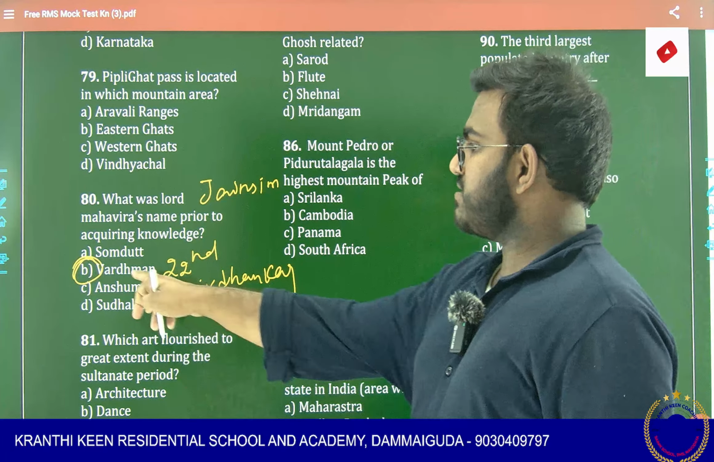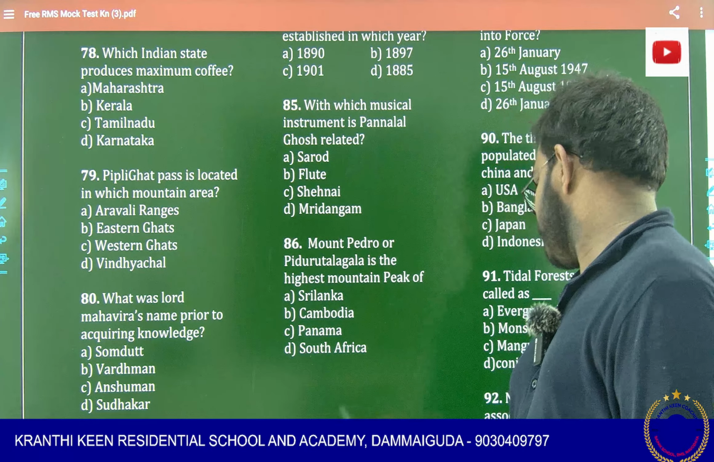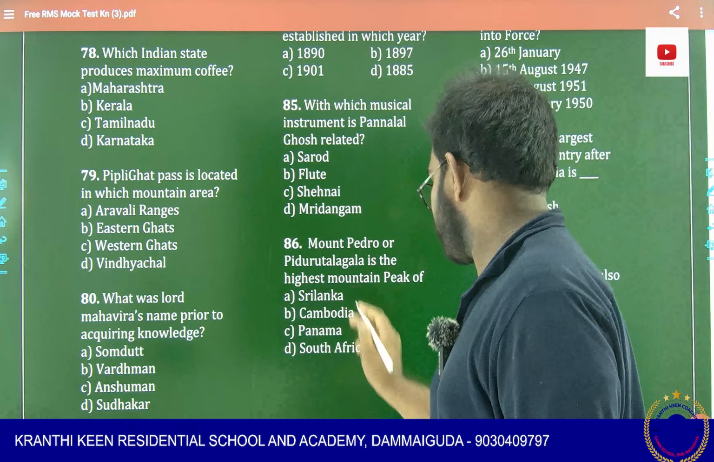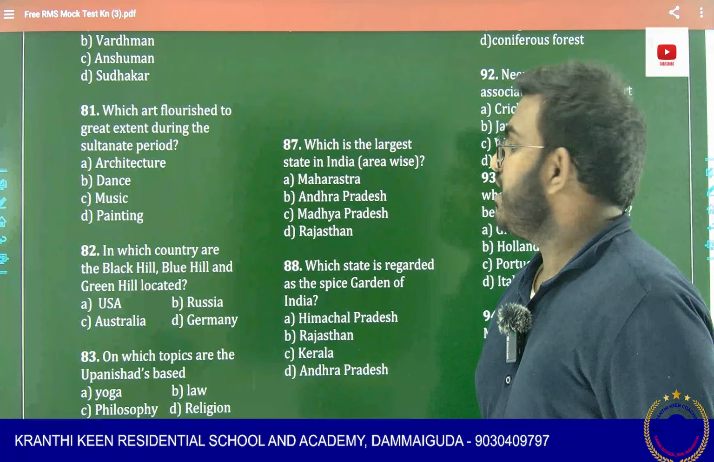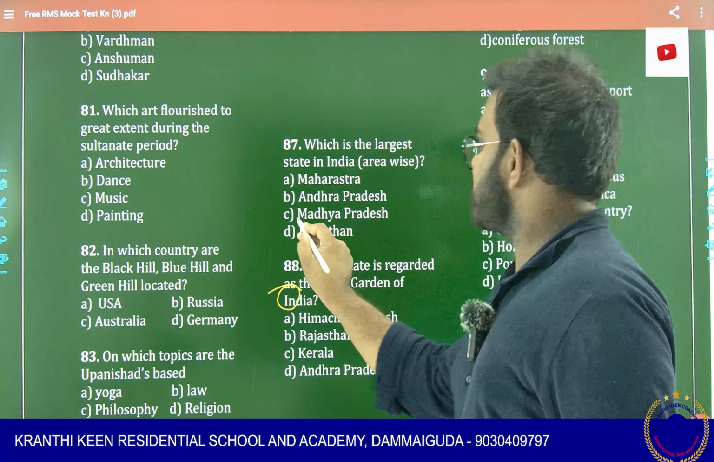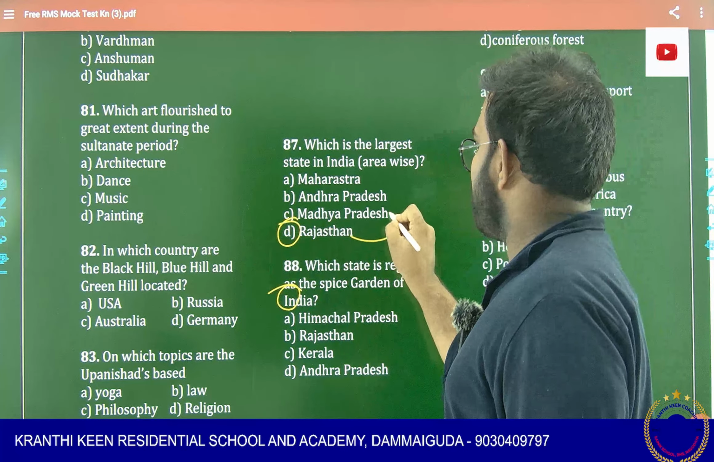Mount Pidurutalagala is the highest mountain peak of Sri Lanka. Next, moving to the 87th question. Which is the largest state in India? Area-wise, Rajasthan is the largest state, followed by Madhya Pradesh, then Maharashtra, then Andhra Pradesh. When Telangana and Andhra were combined, Andhra took fourth place in area, but it was bifurcated, so Andhra now takes eighth place.